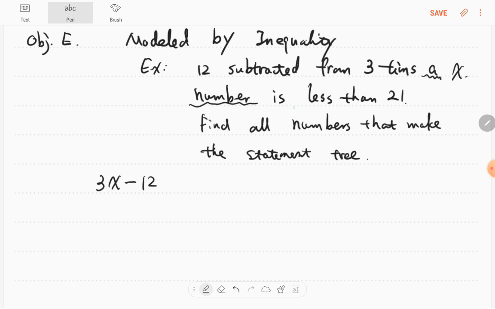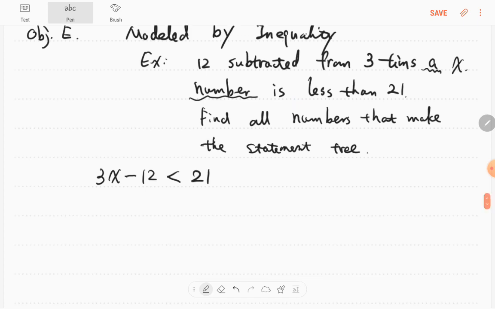Right? After that, we know it's less than. So we say less than, it's just less than 21. So after that, we finish listing our inequality. Next step, we should use both the multiplication and the addition rule to solve this inequality. So first step, we should add 12 to both sides. Again, when you add some number or minus some number to both sides, the direction of your inequality symbol will not change.